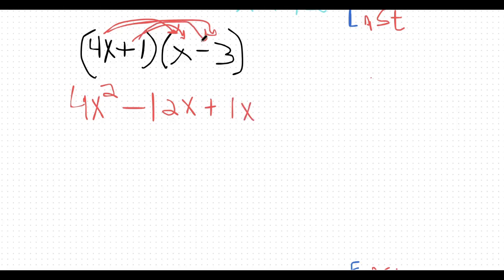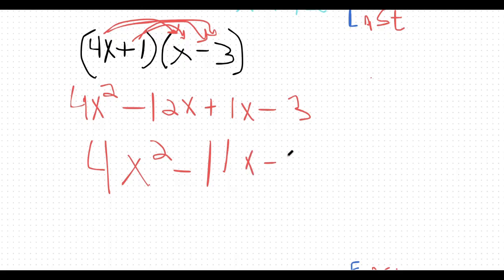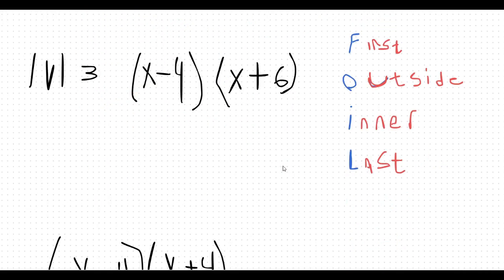and distribute the 1 to the negative 3. We have a sign here, so remember those signs. Minus 3. Combine like terms to get 4x squared minus 11x minus 3. All right, moving on to level 3. We have another instance of a negative sign, so be careful using the negative signs. Do not get your signs mixed up.